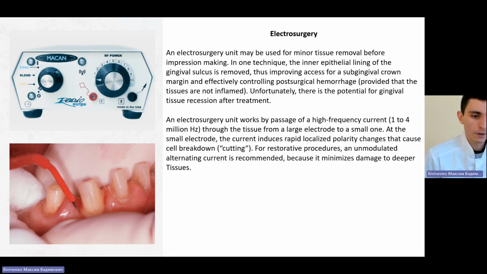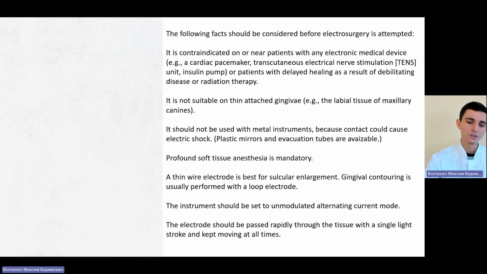The electrosurgery unit works by passage of a high-frequency current from 1 to 5 million Hz through the tissue from a large electrode to a small one. At the small electrode, the current induces rapid localized polarity change that causes cell breakdown, cutting. For restorative procedures, unmodulated alternating current is recommended because it minimizes damage to deeper tissues.